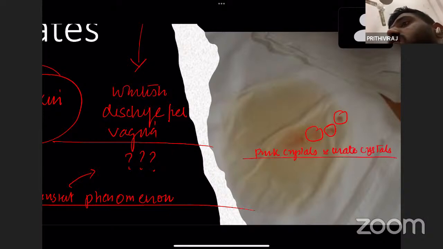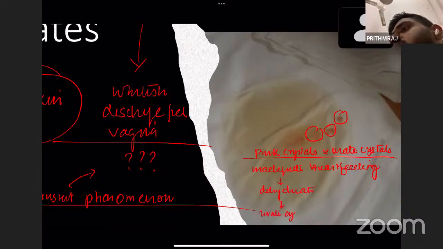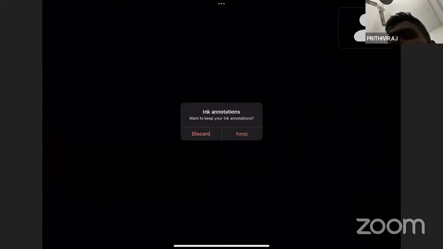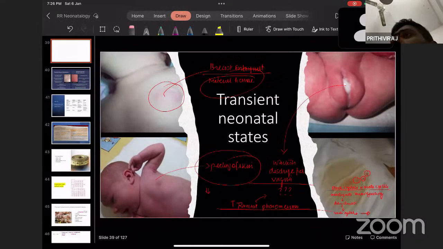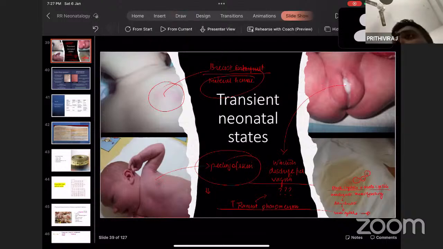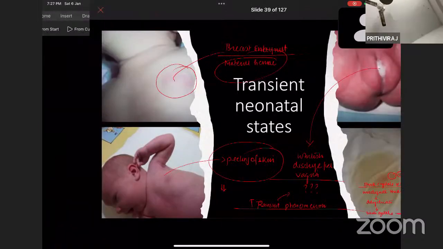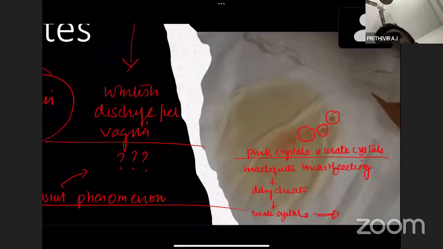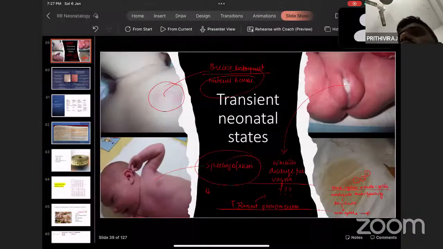This occurs because of inadequate breastfeeding. So the child is going into dehydration and is having urate crystal formation. So urate is also a normal thing.